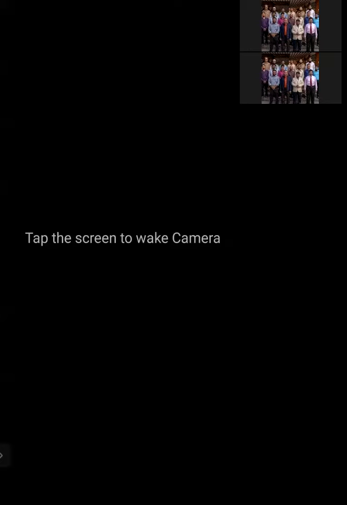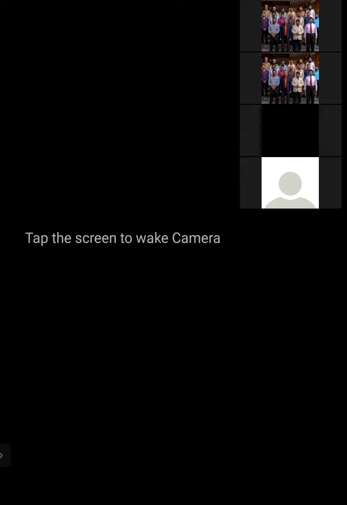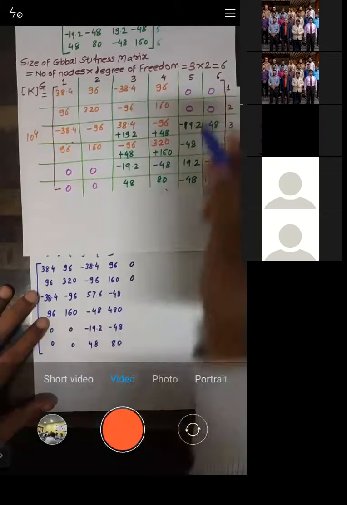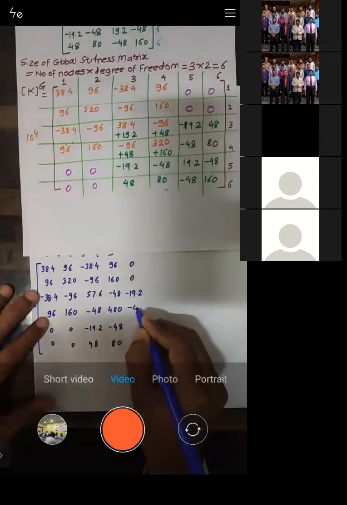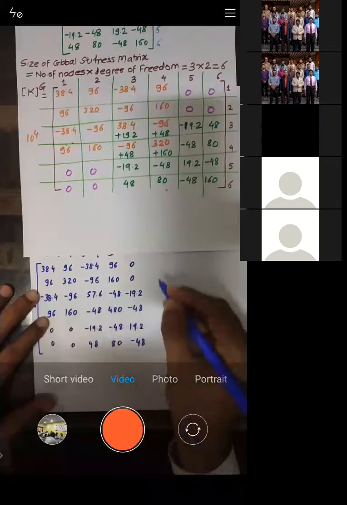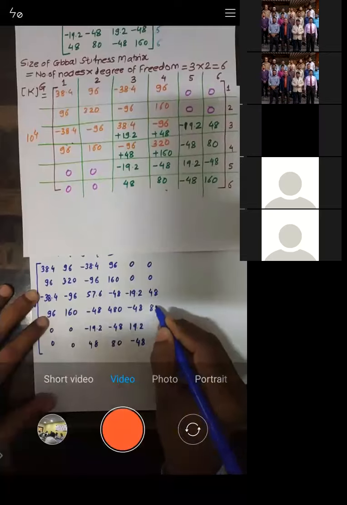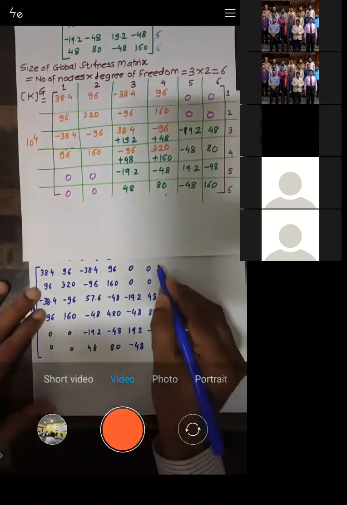Then 320 plus 160, it will come as 480. Okay, this is 480. Then minus 48 and 80. Next, 0, 0. Then 0, 0, minus 19.2, minus 48, 19.2, and minus 48. Next, 0, 0, 48, 80, minus 48, and 160. Right, so this is the matrix I just written.